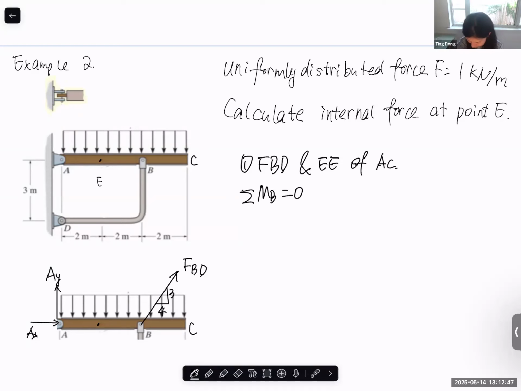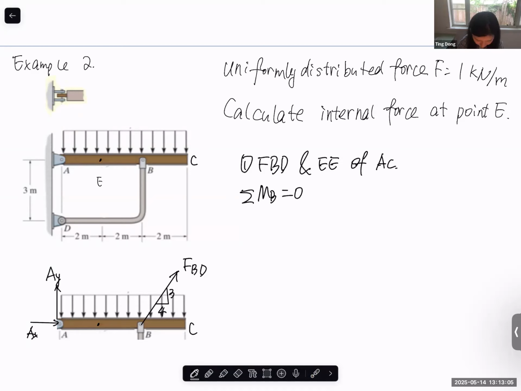You can also calculate the moment about point A. That's the same thing. Because the X component will not generate moment, the Y component of FBD will generate moment. So in this way, you can calculate FBD in one equation, right? Either way is fine. So let's say for the moment about B, we can calculate AY directly.